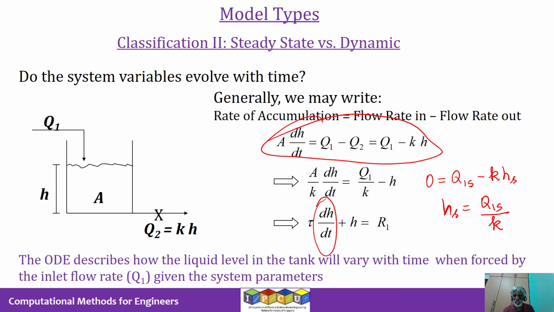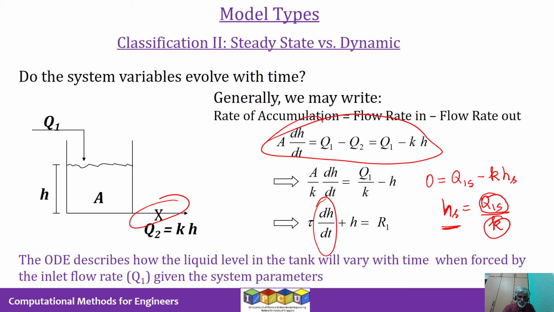So the steady state level of liquid in the tank, HS, equals the steady state volumetric flow rate of the inlet stream divided by this K. K is the characteristic of this pipe, right? The resistance offered by this pipe to the flow is 1 by K. So K is related to the design of this pipe, or how this pipe works. All right.